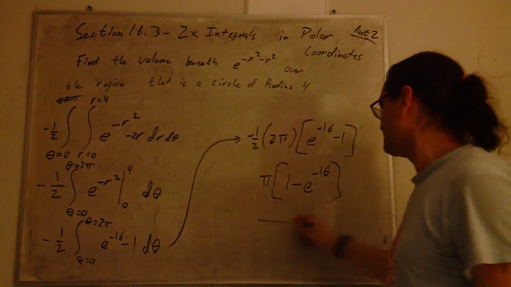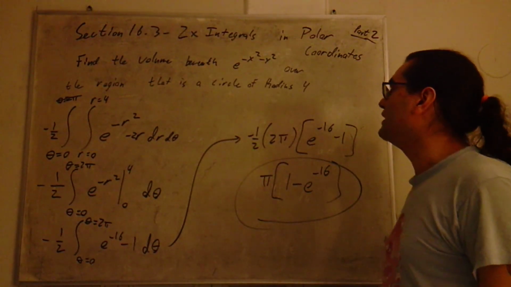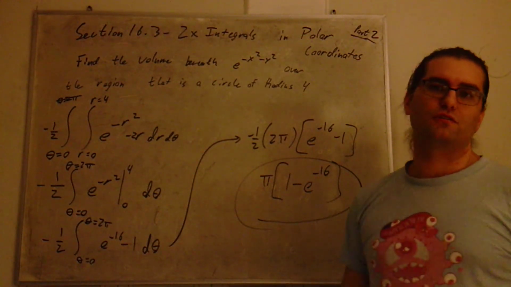And that's it. That's your answer. That is how to do an integral in polar coordinates over a circular region.